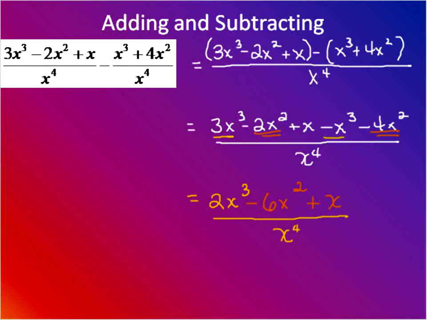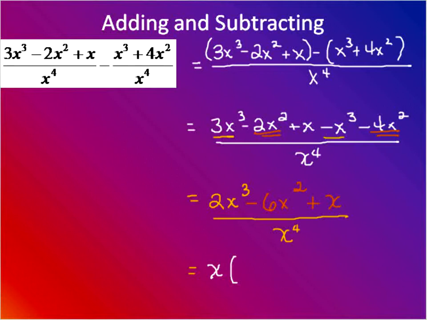Now once you get to that point, you do need to look at it and see if you can simplify any further. So if I look at my numerator, I need to decide, can I factor it? Well, in this case we can with the greatest common factor of x. Our numbers do not have a common factor, but our variables do. We have an x in each term, so that's our greatest common factor.